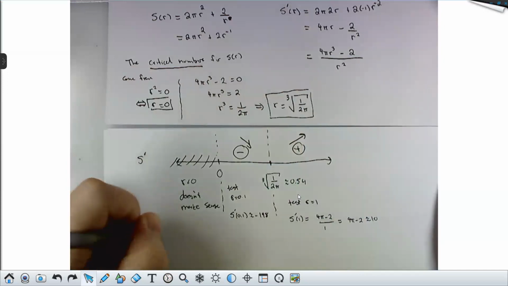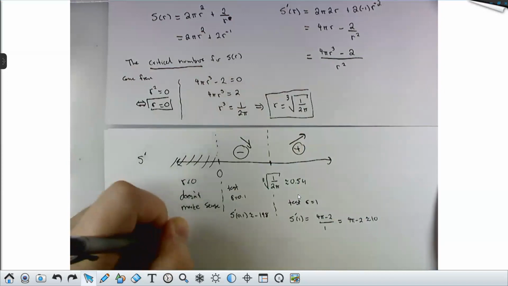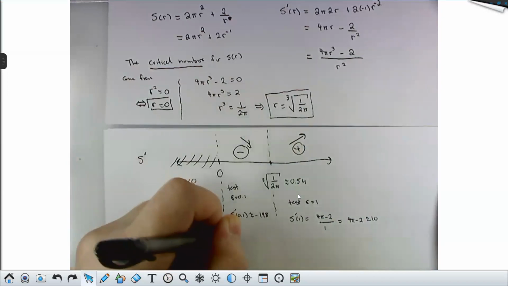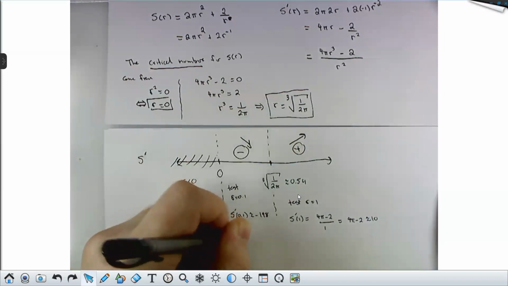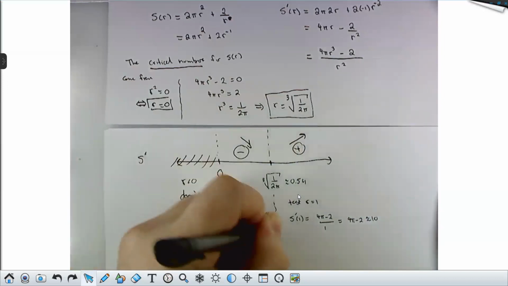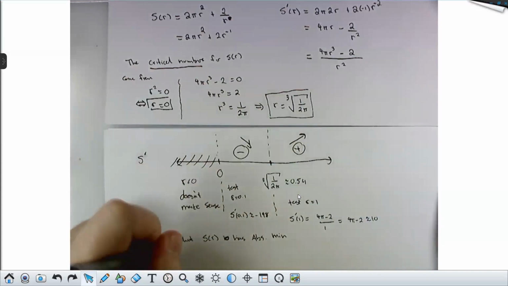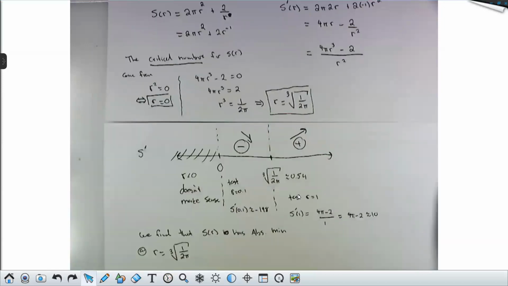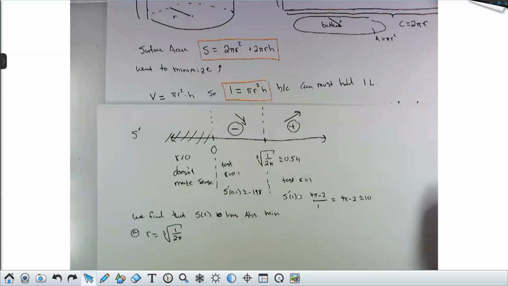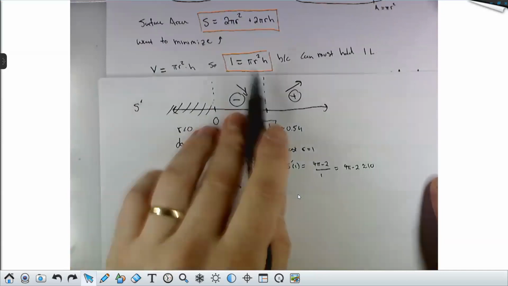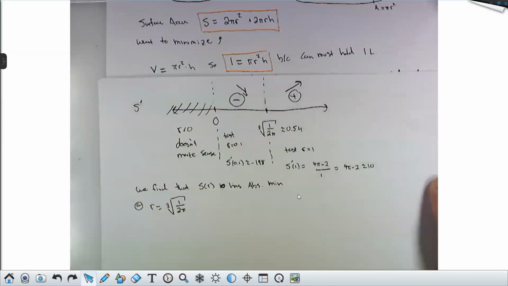We find that S of R is minimized, or has an absolute min, at R equals the cube root of 1 over 2 pi. So that's the radius that minimizes my surface area, subject to the constraint that the volume is equal to 1.